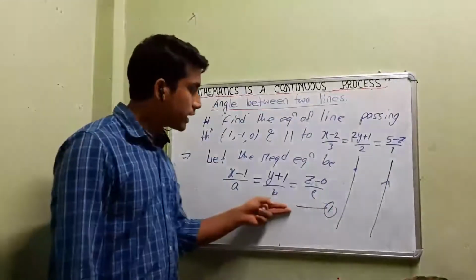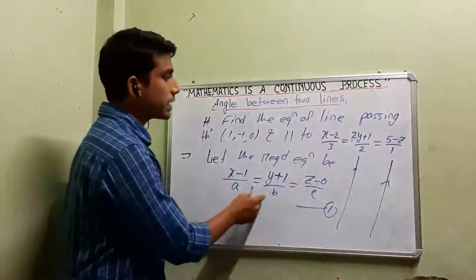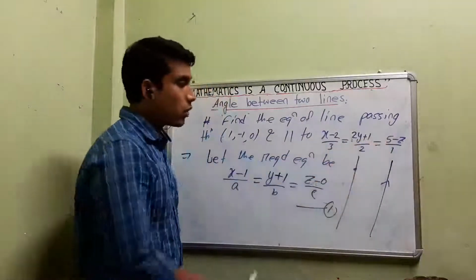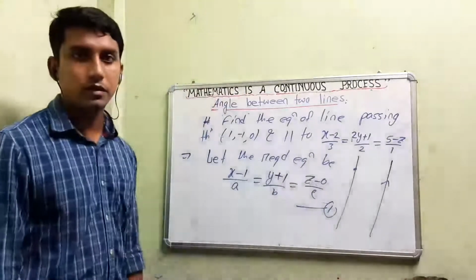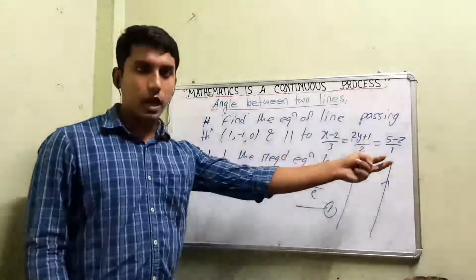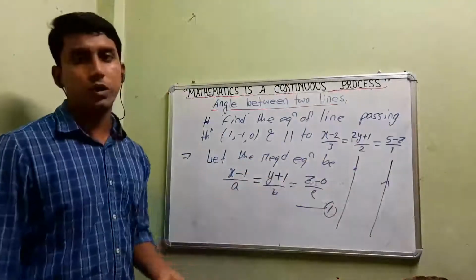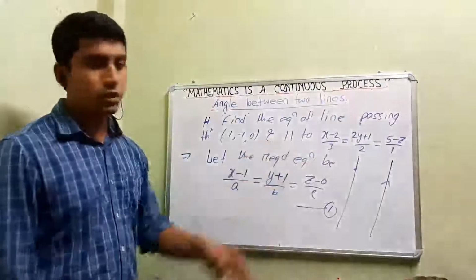Now we can get these direction ratios from the parallel line. They have told us this line is parallel to that one. So whatever the direction ratios there are, these will be the direction ratios of this line. This is the concept: whatever the direction ratios of the parallel line, that would be the direction ratios of the required line, because the required line is parallel to this one, so the direction ratios will be the same.